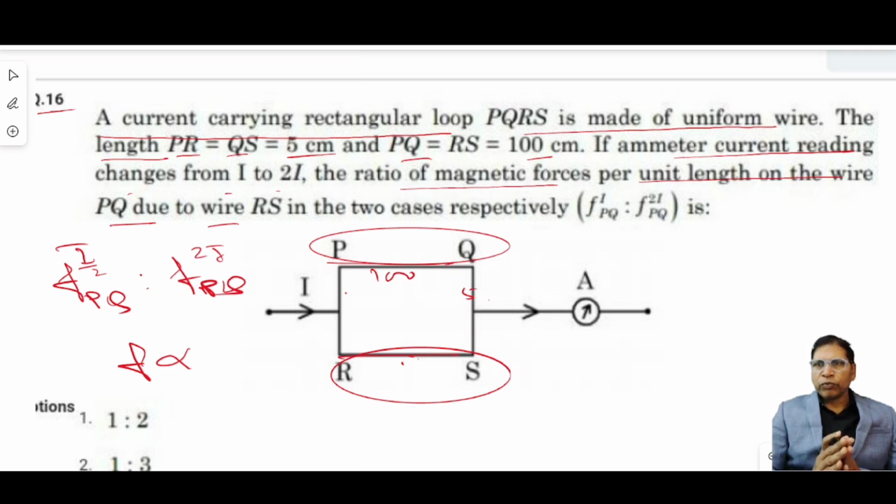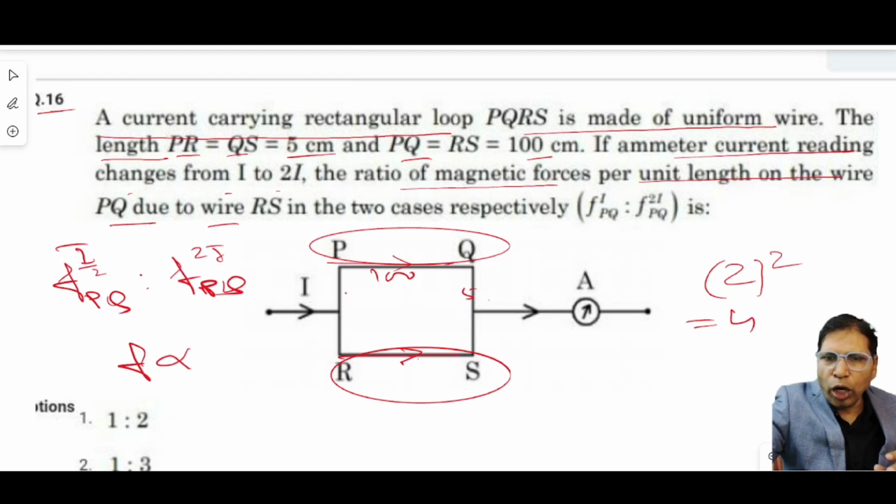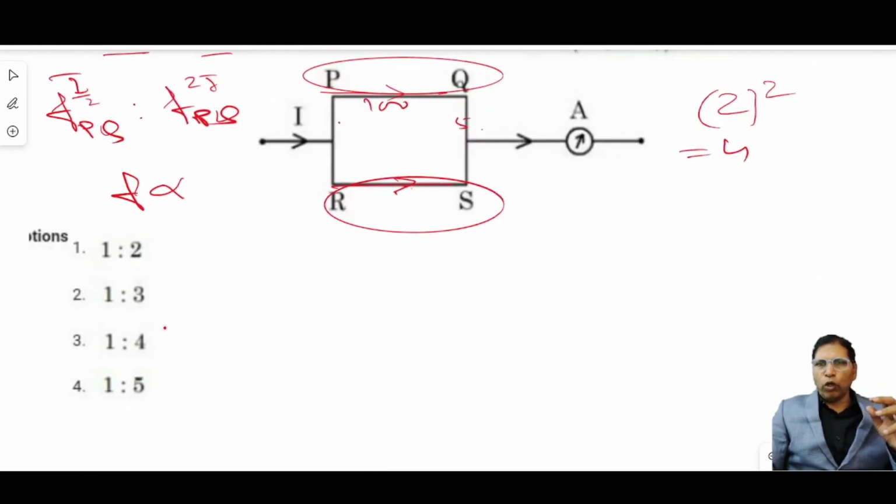As the current in both conductors is twice the initial, the magnetic force is directly proportional to the square of 2. So this is 4 times. Therefore the option is 1 is to 4.